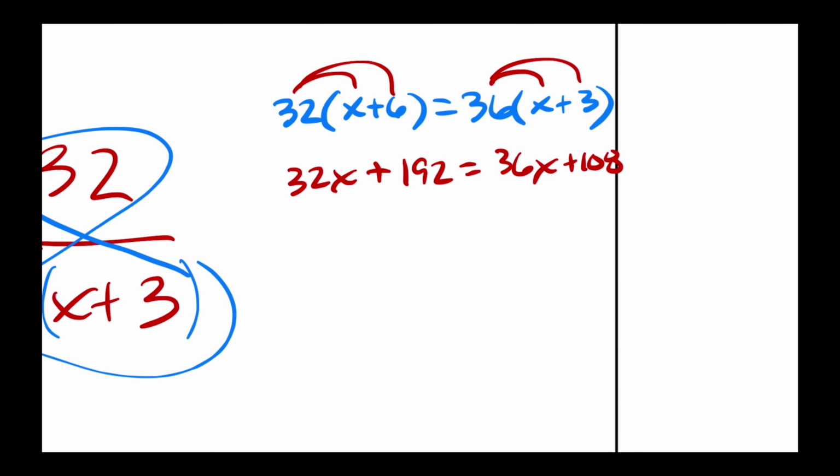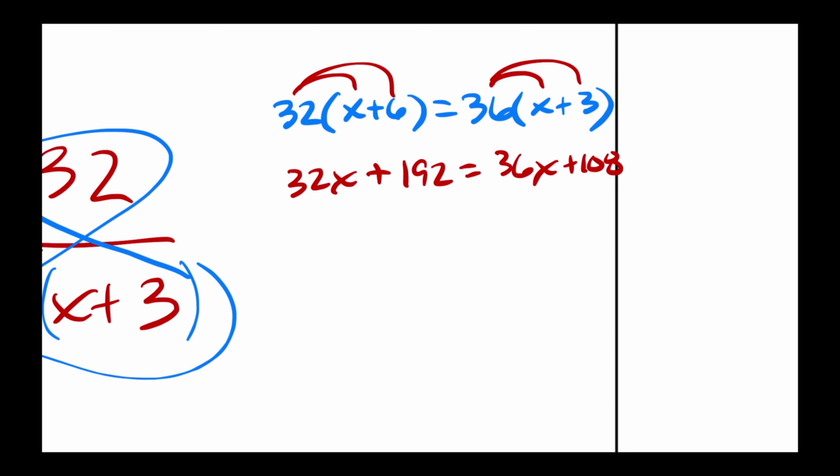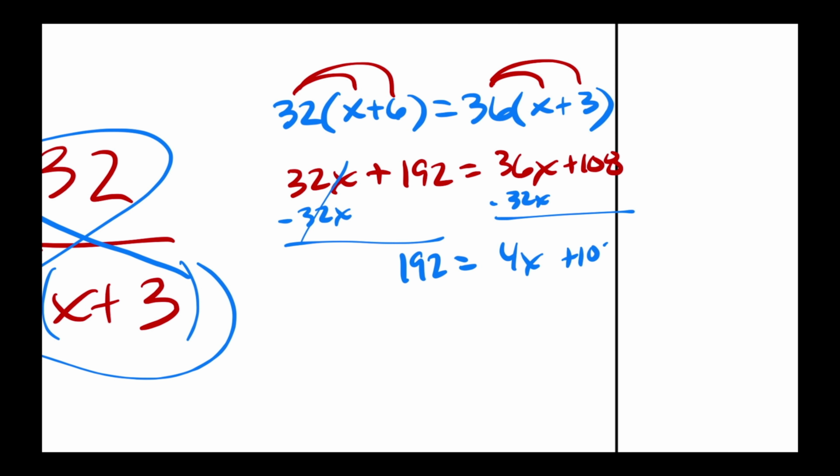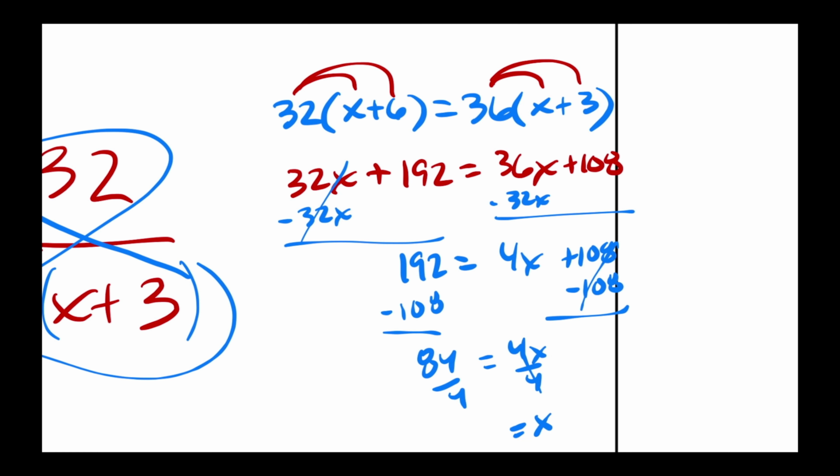Okay. So now I have X on two sides. I don't like X on two sides. So what I'm going to do is subtract the smaller one. So subtract 32X on both sides. And that's gone, which is right. I want to get rid of one of them because I don't want to have X on two different sides. So I have 192 equals 4X plus 108. Then I'm going to subtract 108 from each side. And I'm going to get 4X equals, what's 192 minus 108? 84. And if I divide by 4, X equals 21. X equals what?